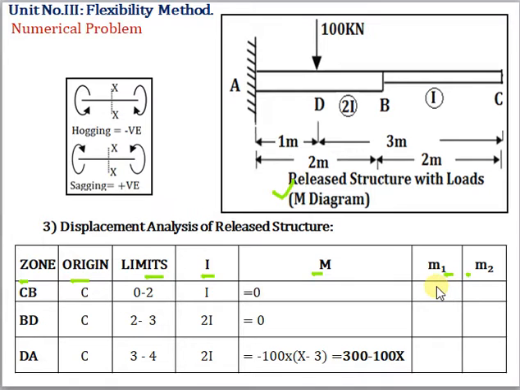These are the moments due to the redundant forces, that is, Q1 equal to 1 diagram and Q2 equal to 1. So in that case we have to consider the M2 diagram. Now let's consider only the M diagram.